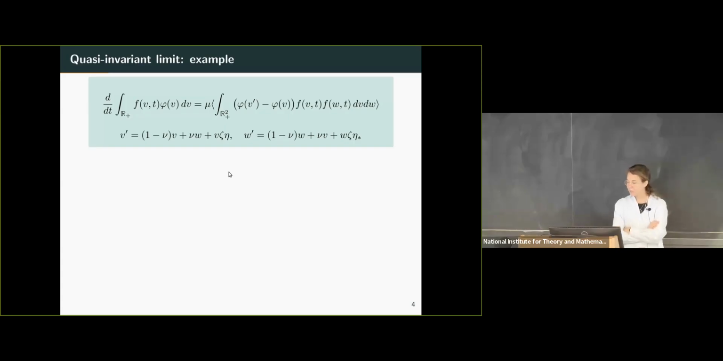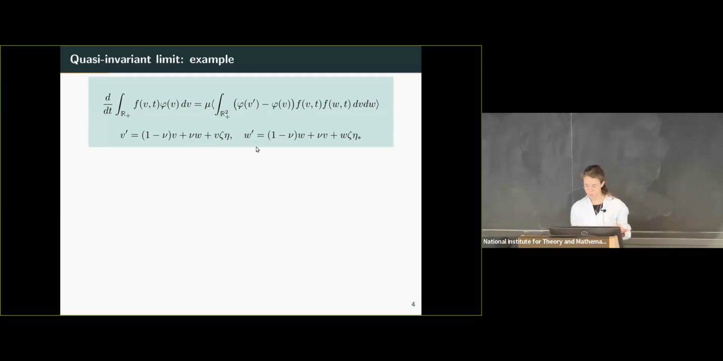Just an example. A very popular example is the description of the exchange of wealth. Here v and w are positive wealths, with this kind of linear exchange interaction, which is based on a famous econophysics model from Chakraborty and Chakrabarty. In this case, we have stochasticity, and we have no conservation.